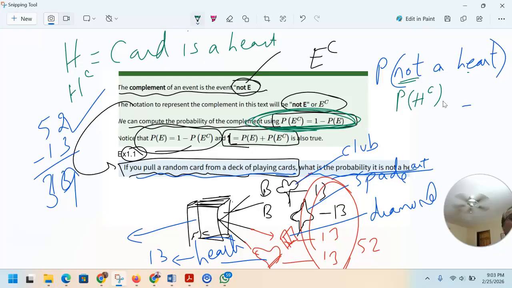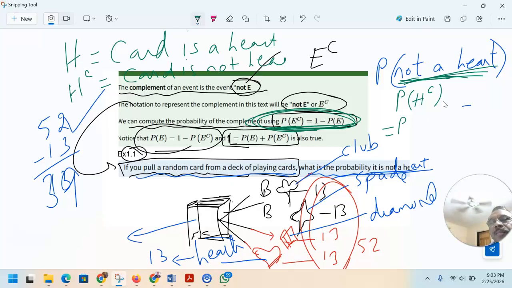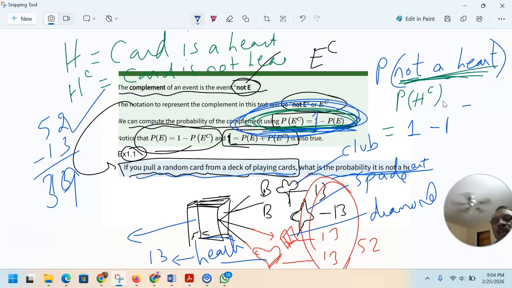And H raised to C means the card is not a heart. See, so simple, not a heart. That's all it means. So these are written in words. The probability that it is not a heart, you can use 1 minus. The shortcut formula says 1, can you see this 1 here? So it is 1 minus the probability it is a heart, just the opposite. So the probability of not a heart is always 1 minus the probability it is a heart.